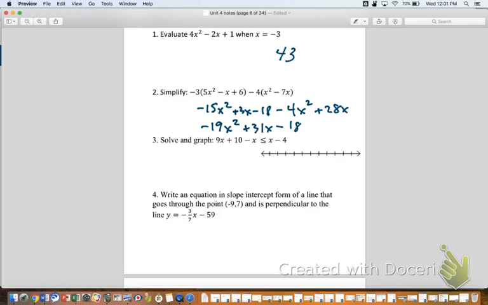Let's take a look at numbers 1 and 2. I didn't show any work for number 1. I saw a lot of 43s out there. So I'm wondering if anybody has any questions on 1 or 2.